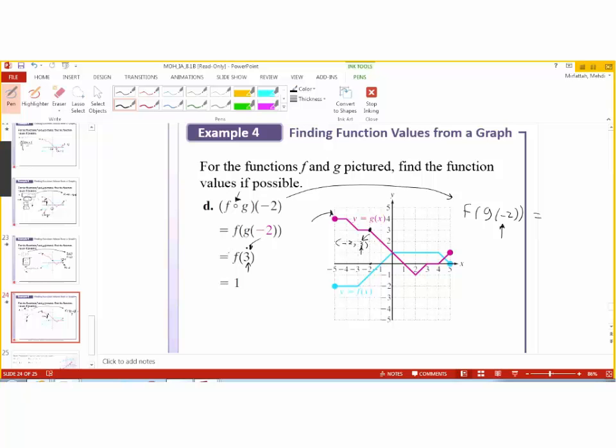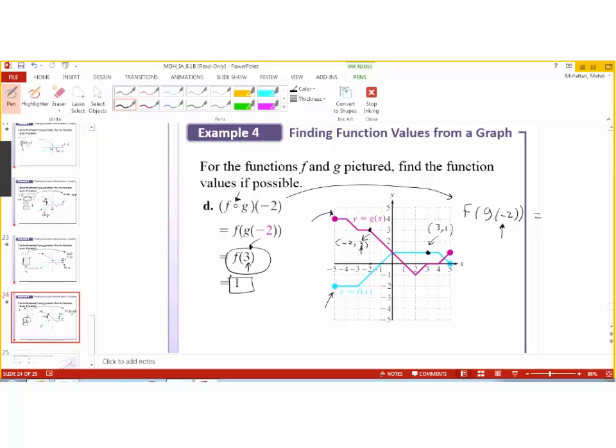So f of 3, you look at the f function, which is right here. When x equal to 3, where my graph hits the y-axis is 1. This is the point you're talking about. So if x equal to 3, y is equal to 1. So that's why this is equal to 1.